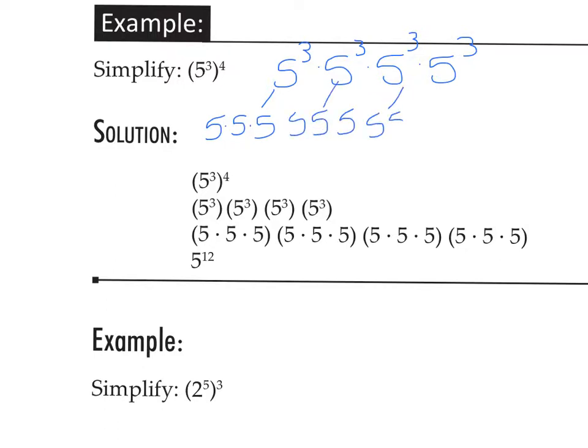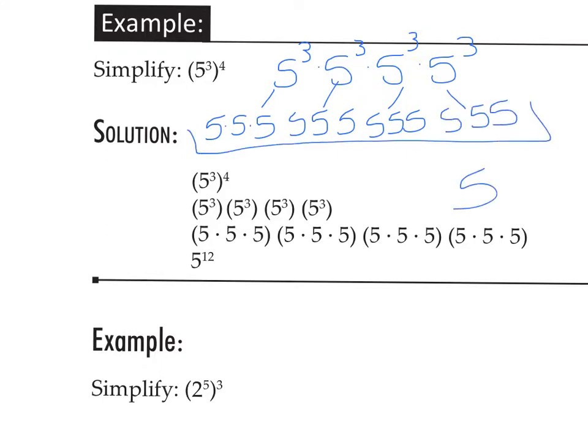So how many 5s does that turn out to be altogether? Well, you can see the base is all 5. How many of them are there? 1, 2, 3, 4, 5... 12. There are 12 5s. So this is really 5 to the 12th power. There's a shortcut here. When you see two exponents stacked up on the same base, you can multiply those exponents. The base is 5. 3 times 4 makes 12. So this is 5 to the 12th power.